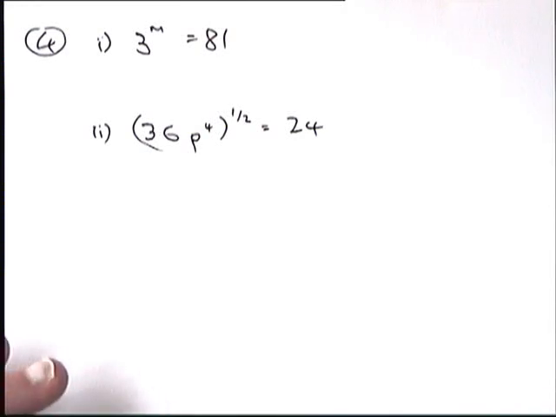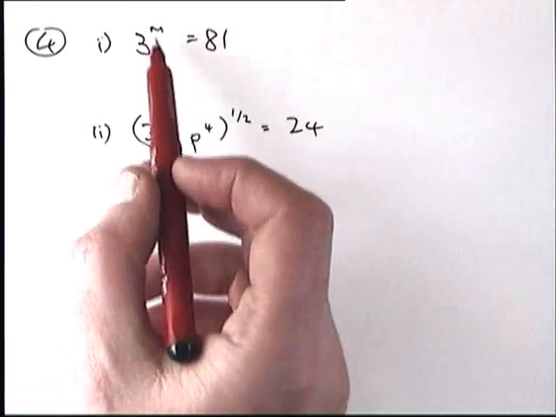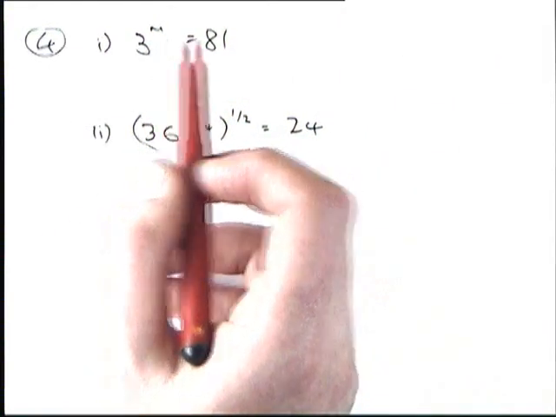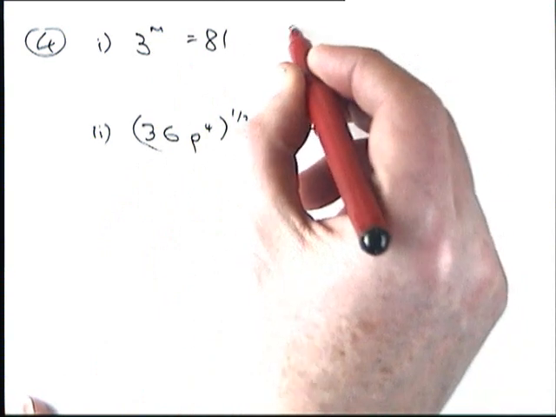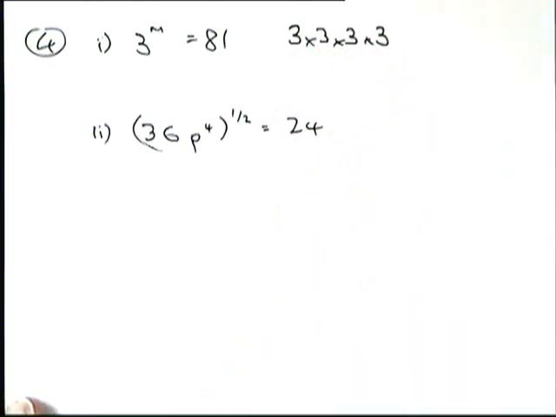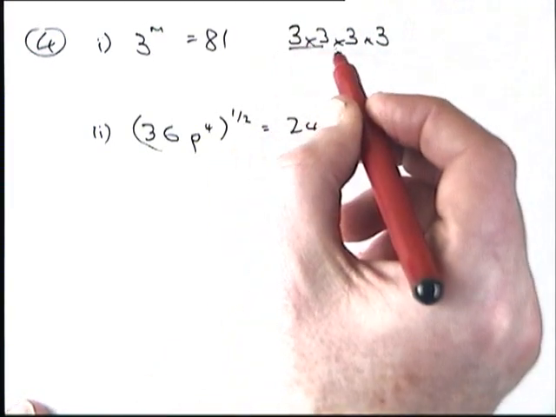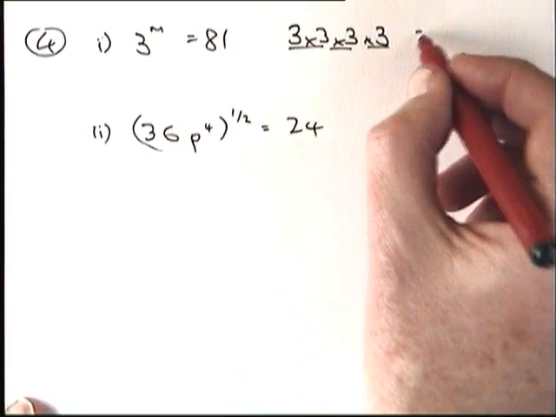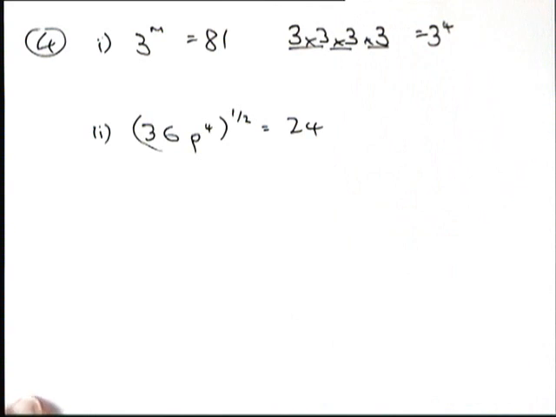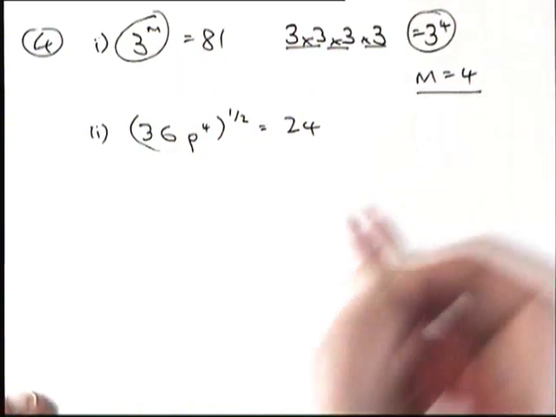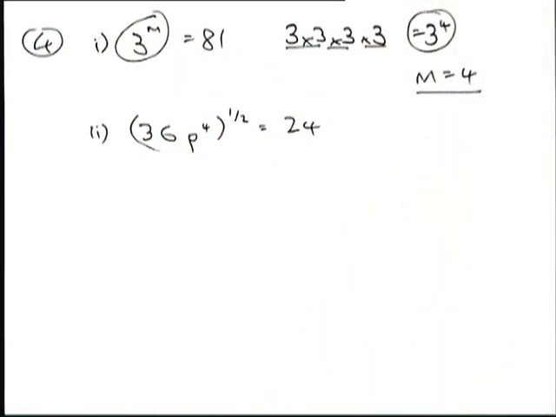In question 4, we have to solve some equations involving indices, these powers. The first one, 3 to some power, m, equals 81. Well, because 81 is 3 times 3 times 3 times 3, because 3 times 3 is 9, times that by 3 is 27, times that by 3 is 81. That means 3 to the power of 4 is 81. So matching up what we have here and what we have here, that's telling us that m equals 4. And that's the answer for the first question.